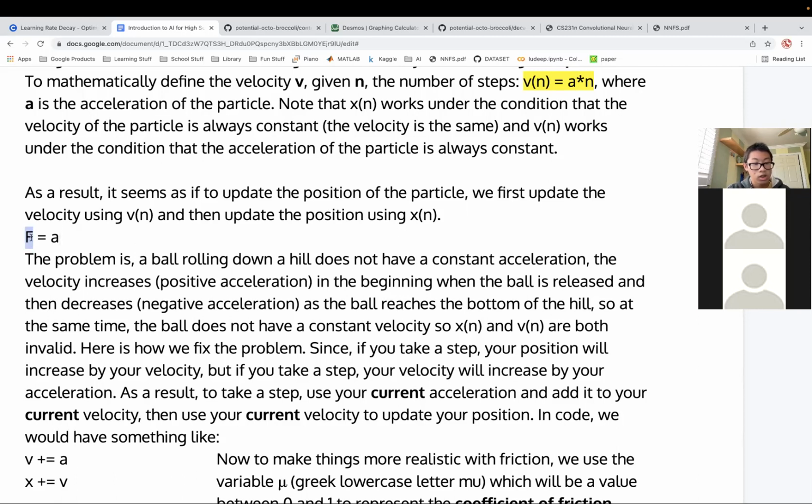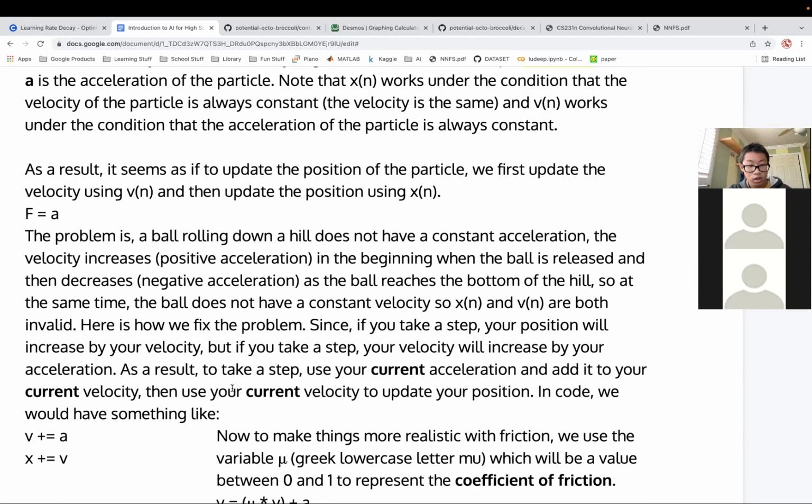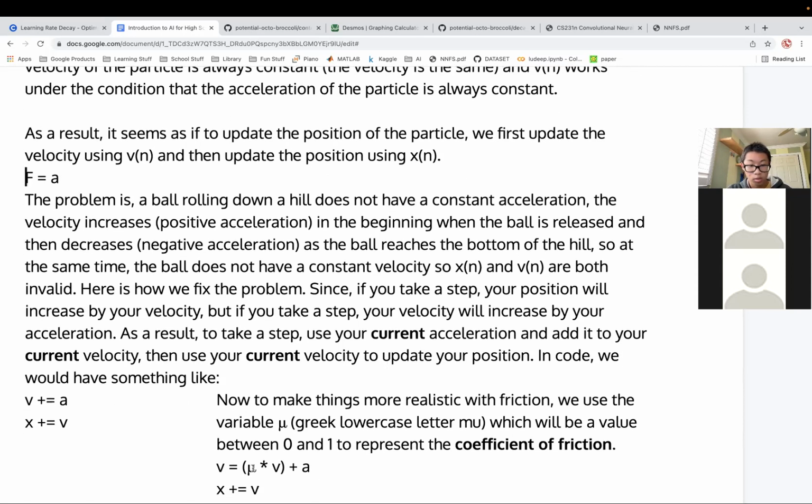So force on a hill, when your ball is rolling down a hill, right? There's always friction. So friction is going to be mu. The coefficient of friction is gonna be between 0 and 1, right? And then we're gonna multiply that by our current velocity, and then we're gonna add acceleration.